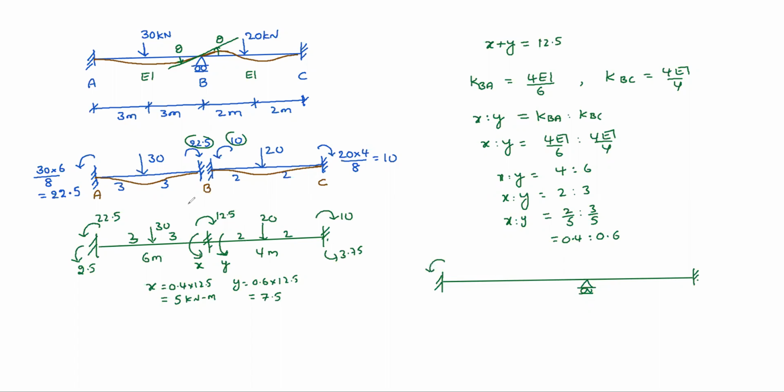End moments 22.5 and 2.5, that is 25 anti-clockwise. This side 10 clockwise, anti-clockwise 3.75 means clockwise 6.25. Internally no movement here at support. Net becomes 0. So now this is the analyzed structure. 30 kilonewtons, 3 meter, 3 meter, 20 kilonewtons, 2 meter, 2 meter. Now other support reactions and all, with this we can find out very easily.